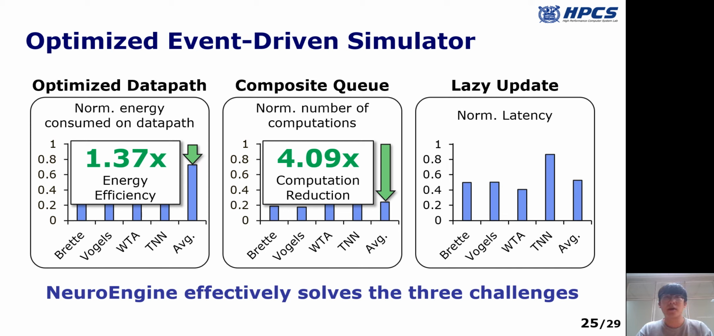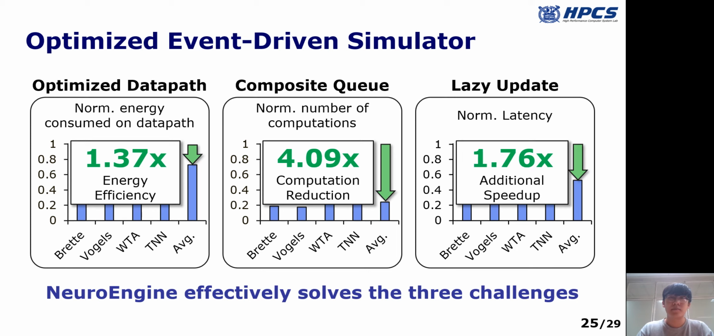Lastly, we evaluate the additional speedup obtained using the lazy update scheme. The graph shows the latency normalized to the baseline without lazy update. The result indicates that NeuroEngine achieves 1.76 times additional speedup with the increased parallelization opportunities.